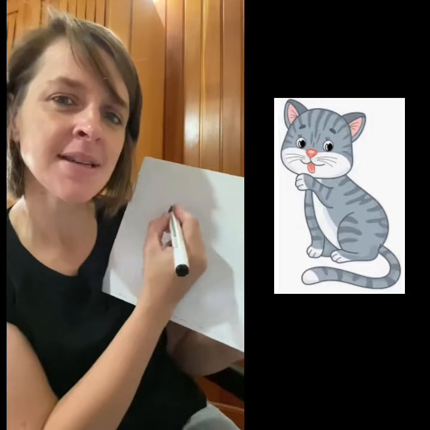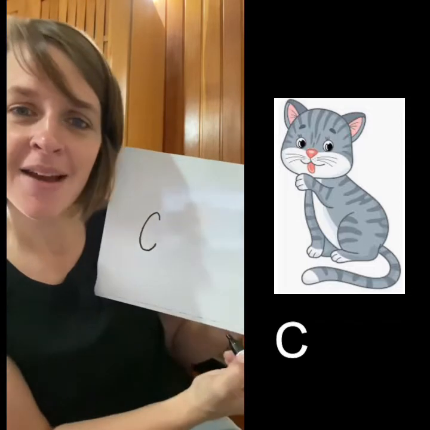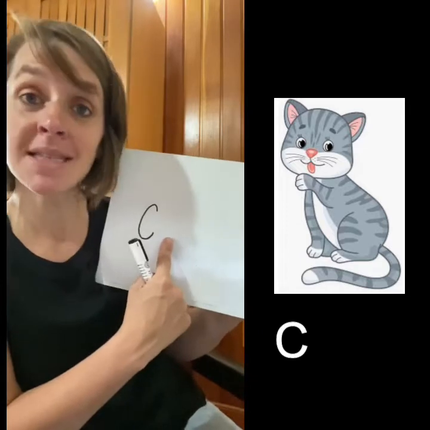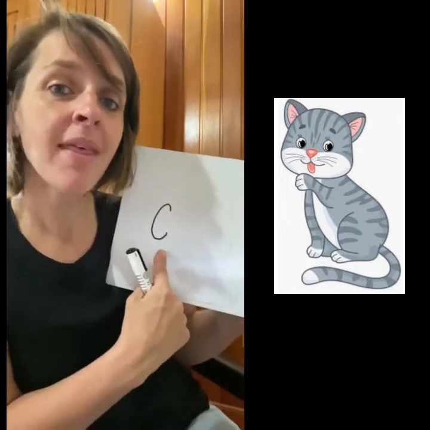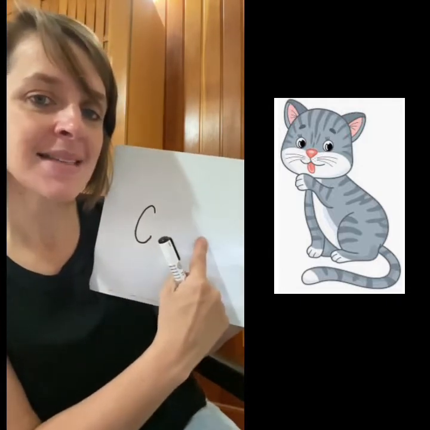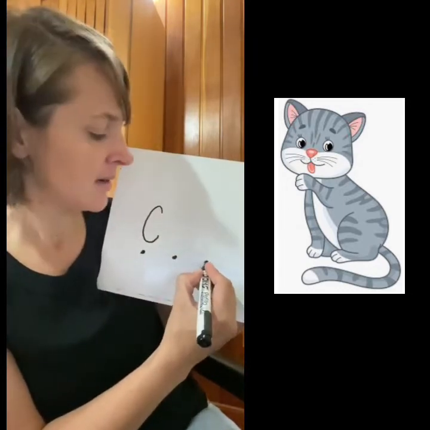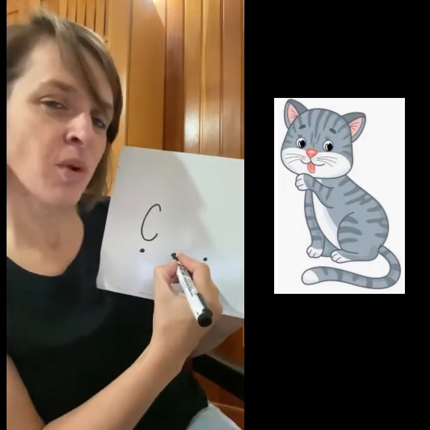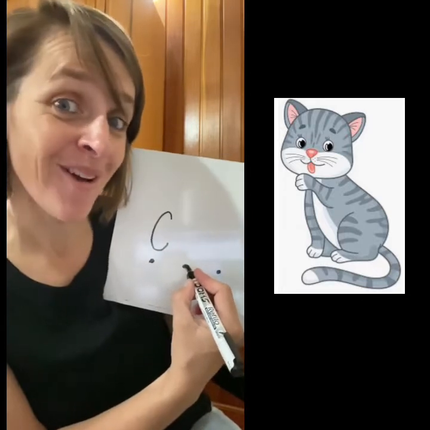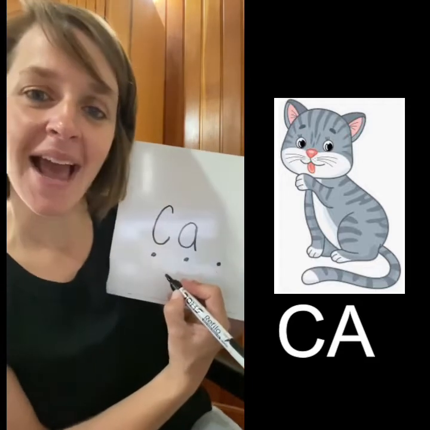What is the first sound that you hear? K. Very good. The letter C makes the sound k. Then let's go with the second sound, the middle sound. What is the middle sound that you hear? K, a, k, at, k, a, t, k, a. What letter makes the sound a? Do you know? It's the letter A. A makes the sound A.